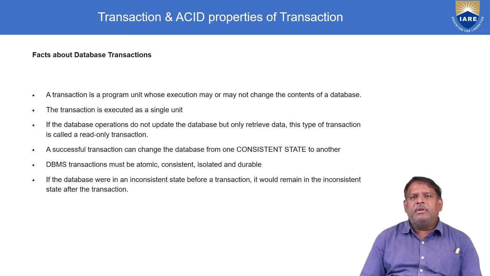If the database was in an inconsistent state before the transaction, it will remain in the inconsistent state after the transaction. So suppose the database has been corrupted. Before the transaction it is inconsistent, and after the transaction also it will remain in an inconsistent state.